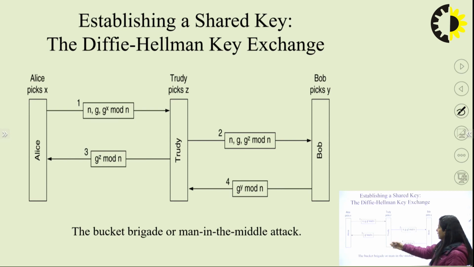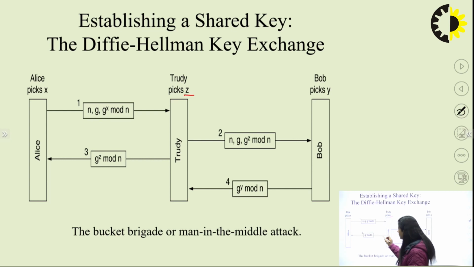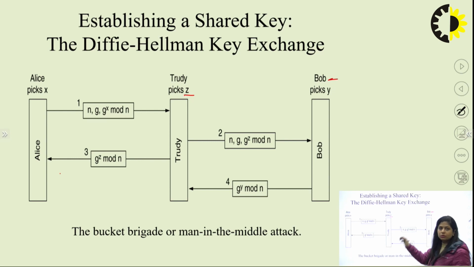Okay. So Alice is sending with its key, and say Trudy is there. This is an example of a man in the middle attack, right? Trudy picks z, right? And it has computed with its key g raised to the power z mod n. Now it will compute with this, but what was required was g raised to the power y, because Alice is trying to communicate with Bob.